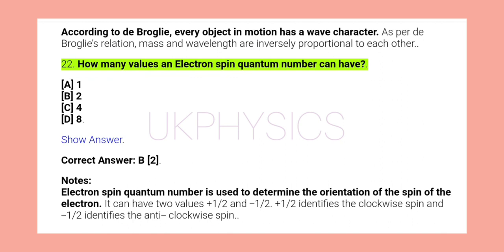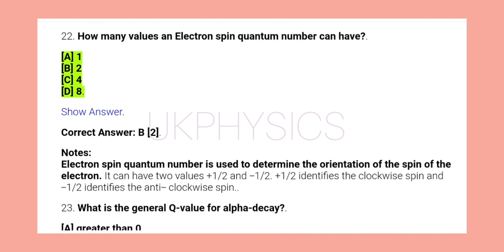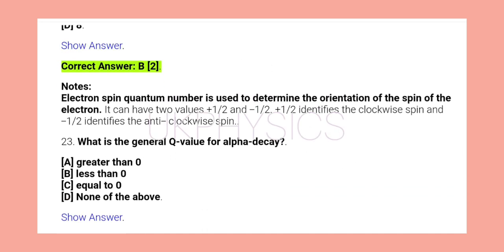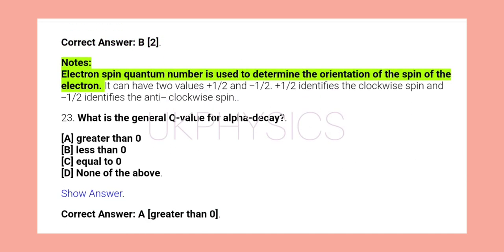22. How many values can an electron spin quantum number have? A. 1, B. 2, C. 4, D. 8. Show answer. Correct answer B. 2. Notes: electron spin quantum number is used to determine the orientation of the spin of the electron.